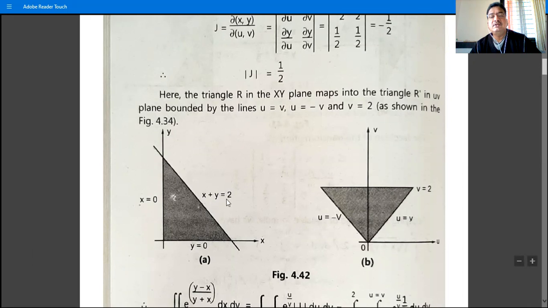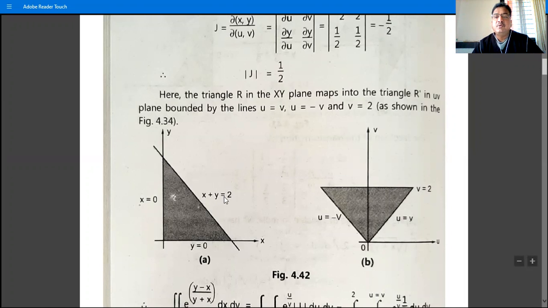So how can we draw the figure of x plus y is equal to 2? Substitute y as 0, we get x is 2. So mention the point (2, 0). This is the (2, 0) point. If we substitute x as 0, then y is 2. So this is the point (0, 2). This is the (2, 0) point and (0, 2).